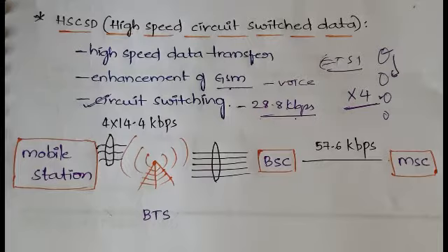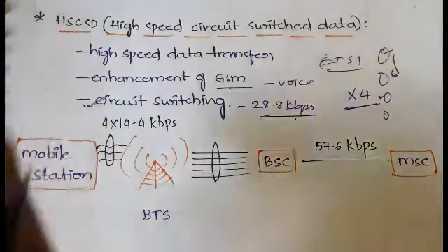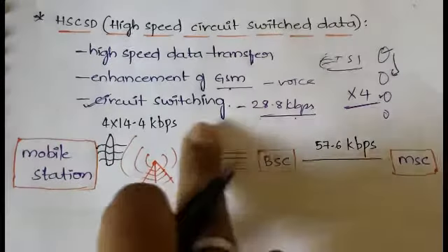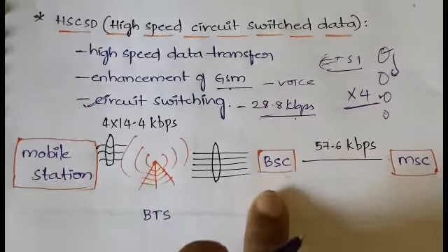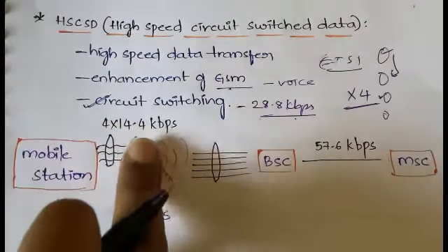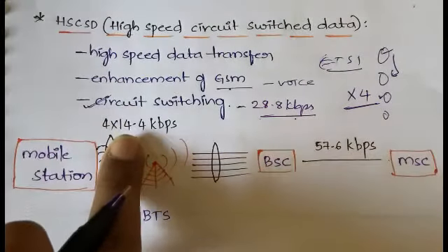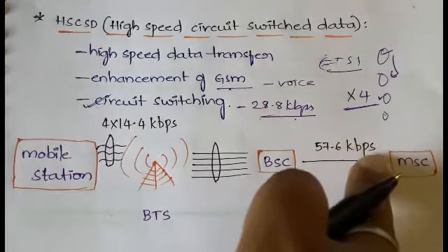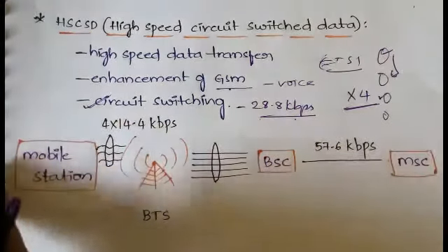Now see how this happens. Mobile station, and this is an interface, BTS, again an interface between BTS and BSC, and from BSC to MSC. Here you can see 4 into 14.4 kbps, 4 times more than the GSM, which is equal to 57.6 kbps.